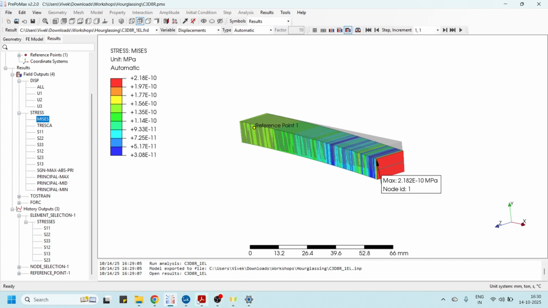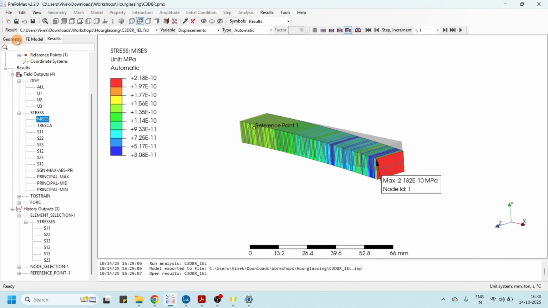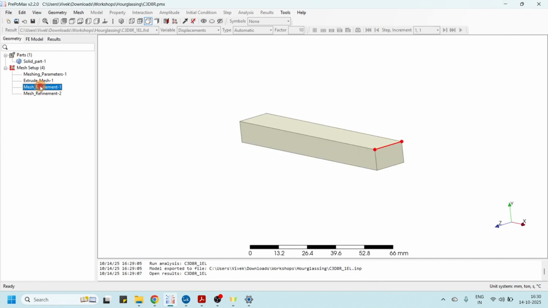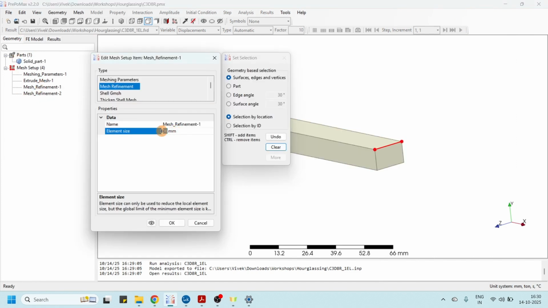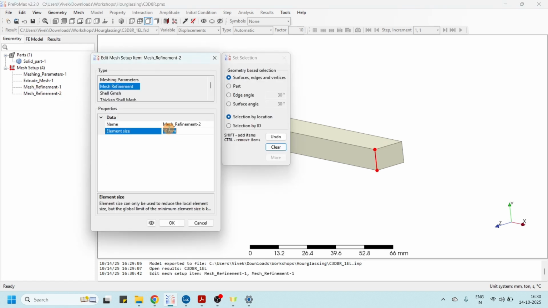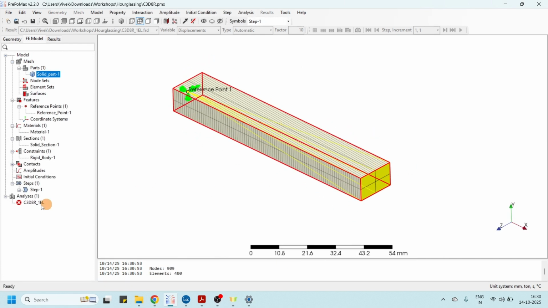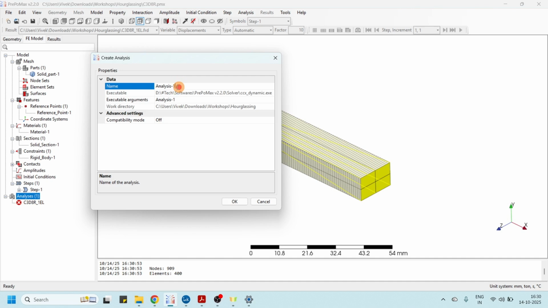As we discussed, we can add more elements and overcome the hourglassing issue. So let's do that. I will add two elements now along the depth and width of the cross section. Let me run this analysis with two elements in thickness.